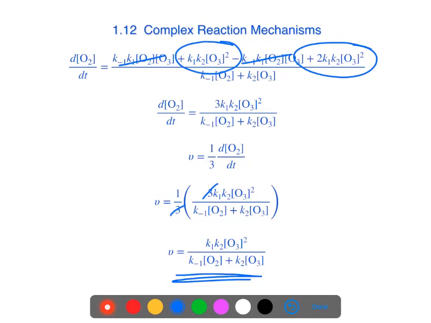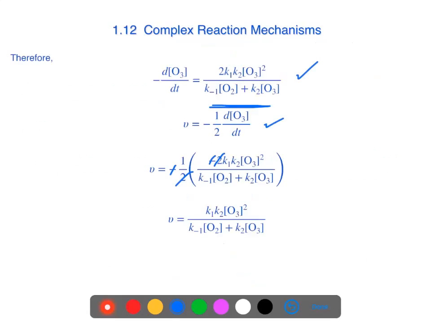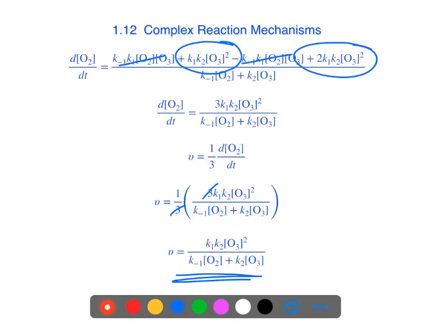So again, here's that same solution when we approached it from a decomposition of the reactant perspective. And if the reaction mechanism is self-consistent, we should end up with the same result, whether we follow the reactant or the product.